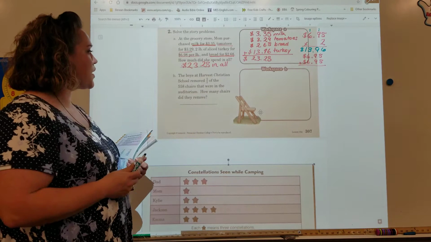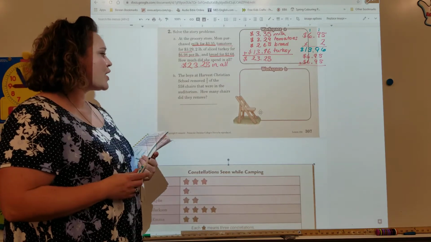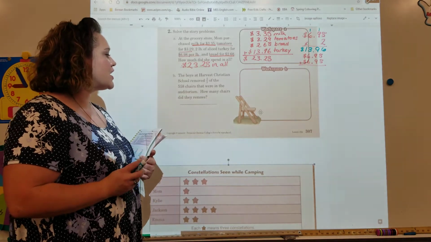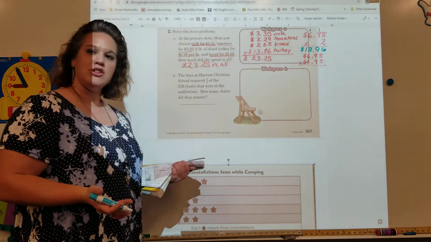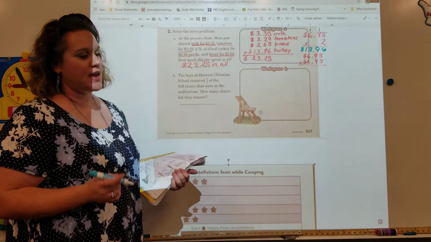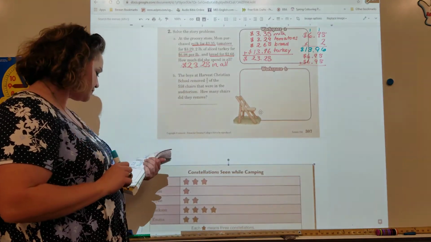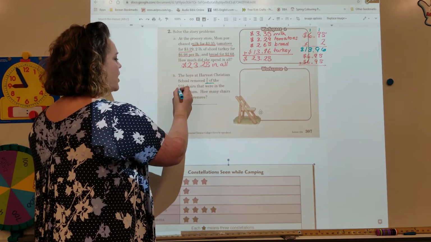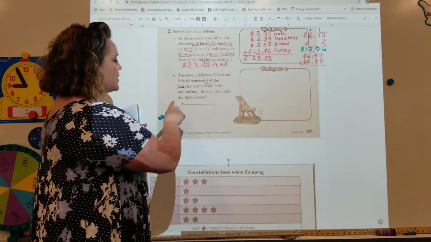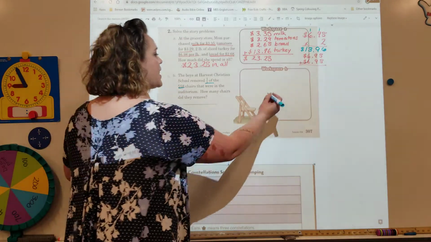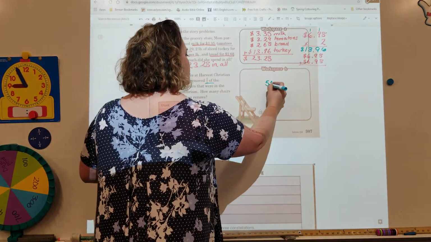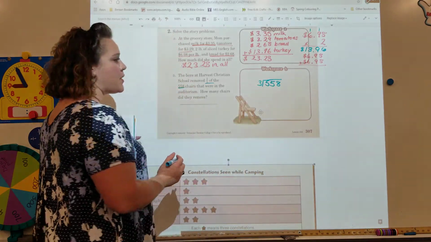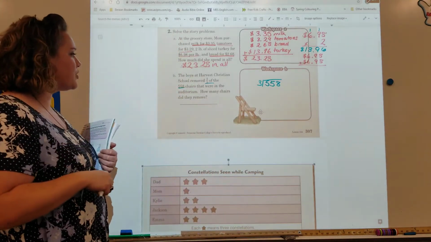So our second story problem is the boys at Harvest Christian School removed 1/3 of 558 chairs that were in the auditorium. How many chairs did they remove? Must be they had a special event they were setting up for. So if we want to know how many they removed, 1/3 of 558, that means I need to divide 558 by 3 because I'm taking out 1/3 of them. If I divide by 3, it'll give me what that 1/3 is.